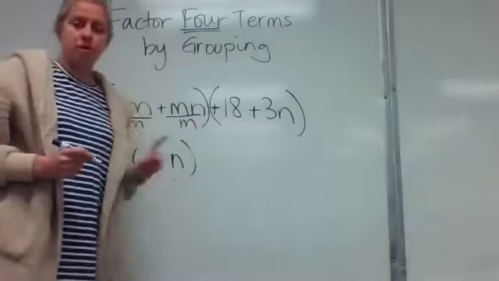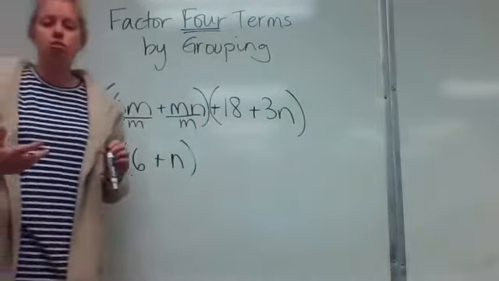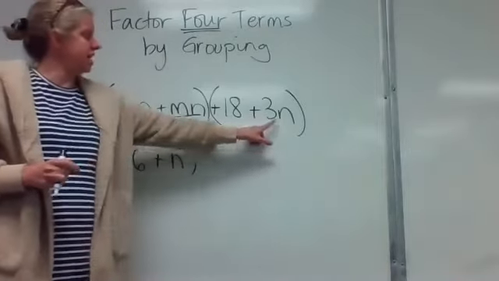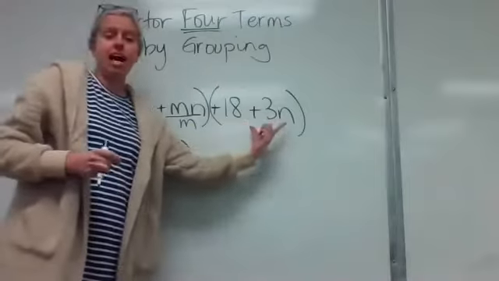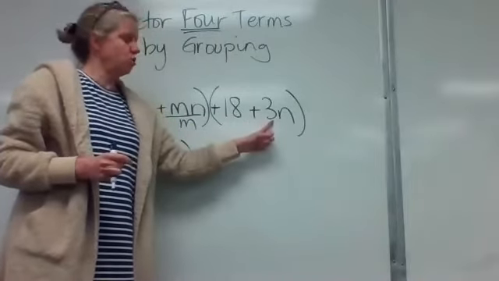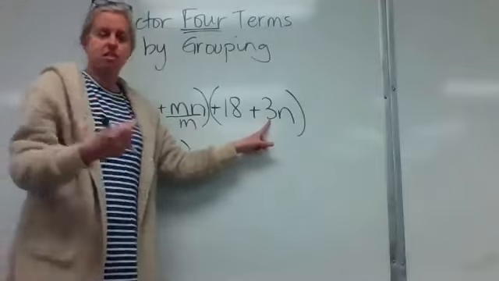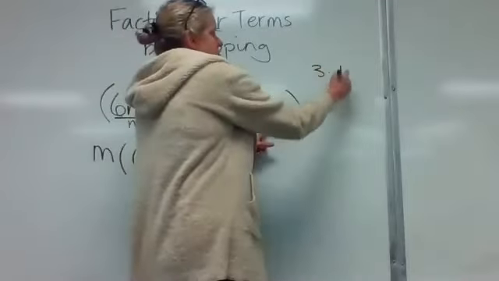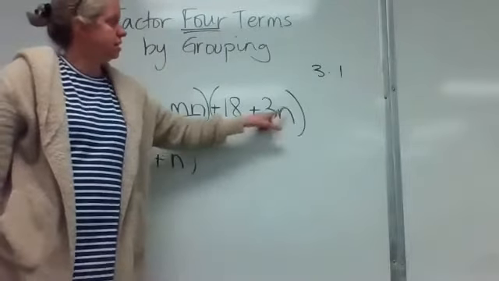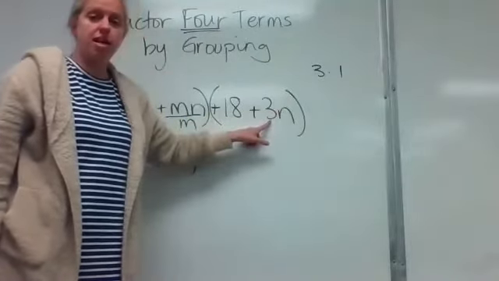Looking at my second group, I'm going to do the same thing. I'm going to pull out the greatest thing they have in common. This is an 18. That is a 3. They don't have any letter in common, so hopefully they've got some number in common, right? So dealing with the 3, since it's the smallest, how do you multiply to get 3? There's only one way. So the biggest thing that goes into 3 is 3.